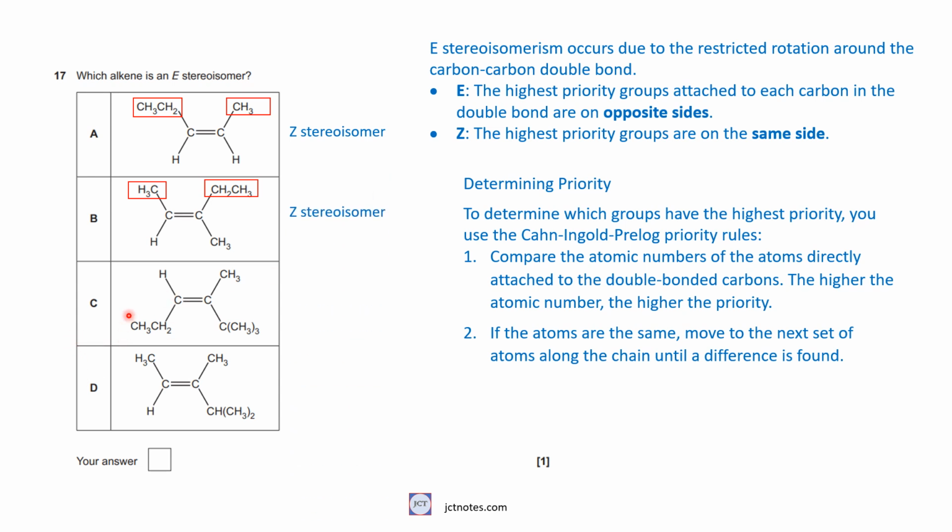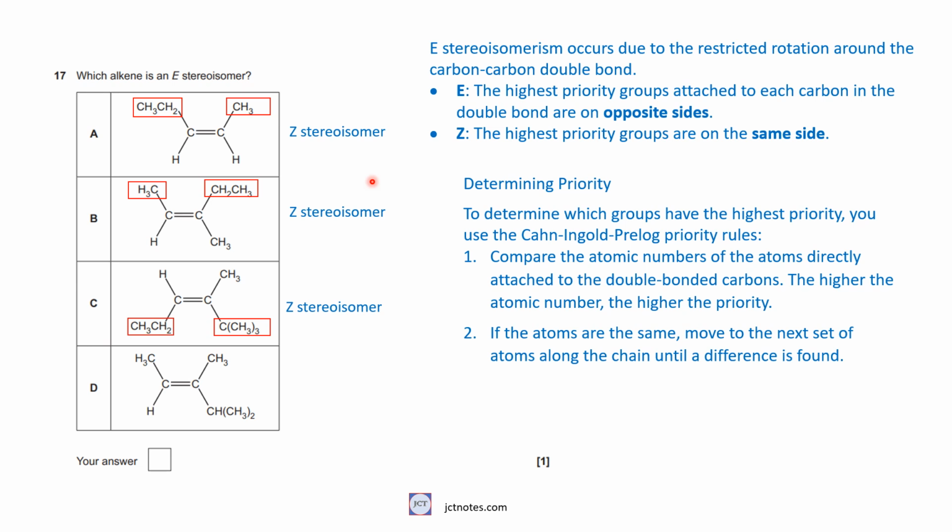On the left-hand side of alkene C, we have the same situation as on the left-hand side of alkene A. On the right-hand side, the carbon is attached to two carbons. Again, we move to the next set of atoms. On the top, we have three hydrogens. On the bottom, we have three carbons. The bottom has higher priority.